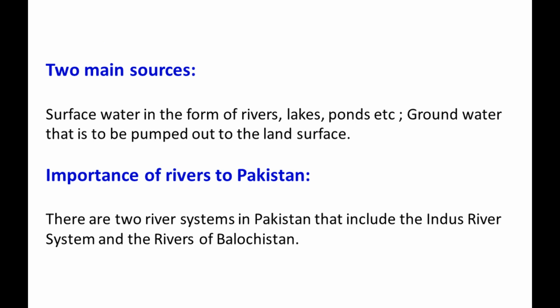Students, if we talk about main sources of water, two main sources of water are surface water in the form of rivers, lakes, ponds, etc., and groundwater that is to be pumped out to the land surface. Importance of rivers to Pakistan. There are two river systems in Pakistan that include the Indus River system and the rivers of Balochistan.